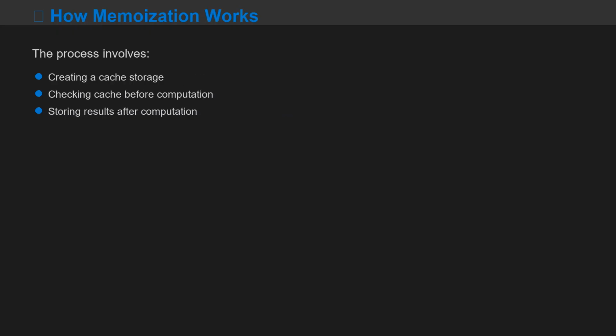Let me walk you through how memoization works. First, we create a cache storage to hold our results. Then, before we do any computation, we check if we already have the result in our cache. If we do, we return that cached result. If not, we compute the result, store it in the cache, and then return it.